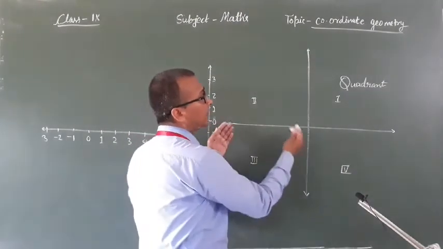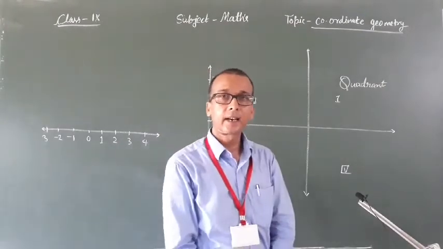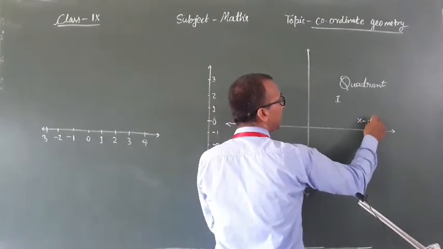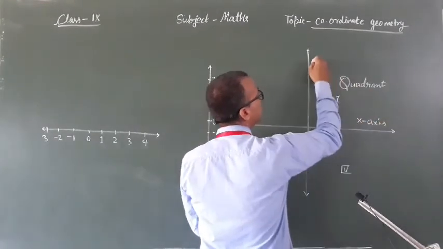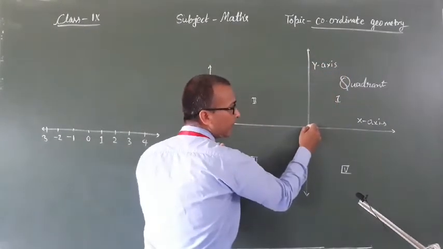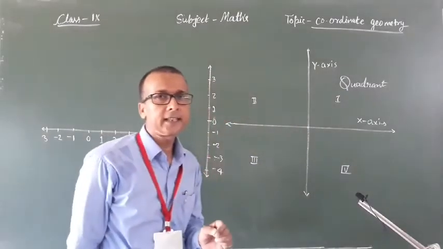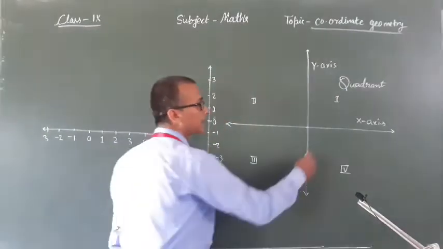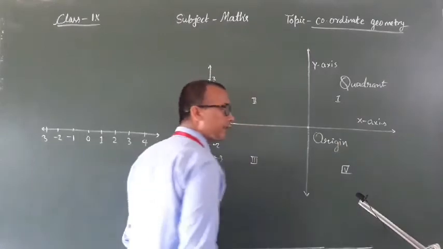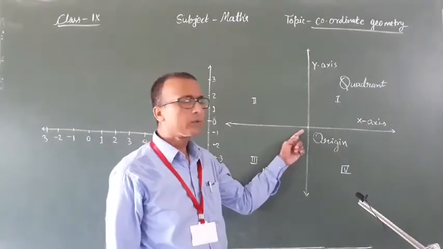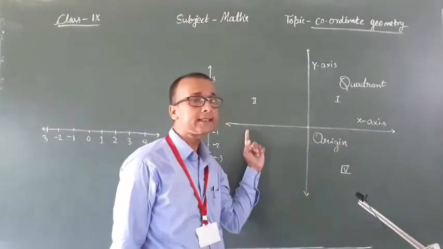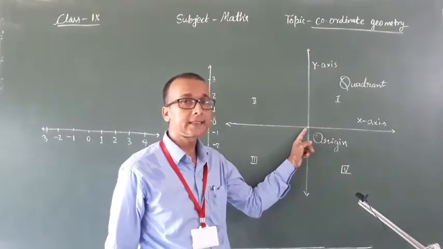And these two lines are known as axes or coordinates. This horizontal line is known as the x-axis, and this vertical line is known as the y-axis. And the point of intersection of these lines is called the origin. It is the origin, and this origin is at the point 0 of the x-axis and 0 of the y-axis.